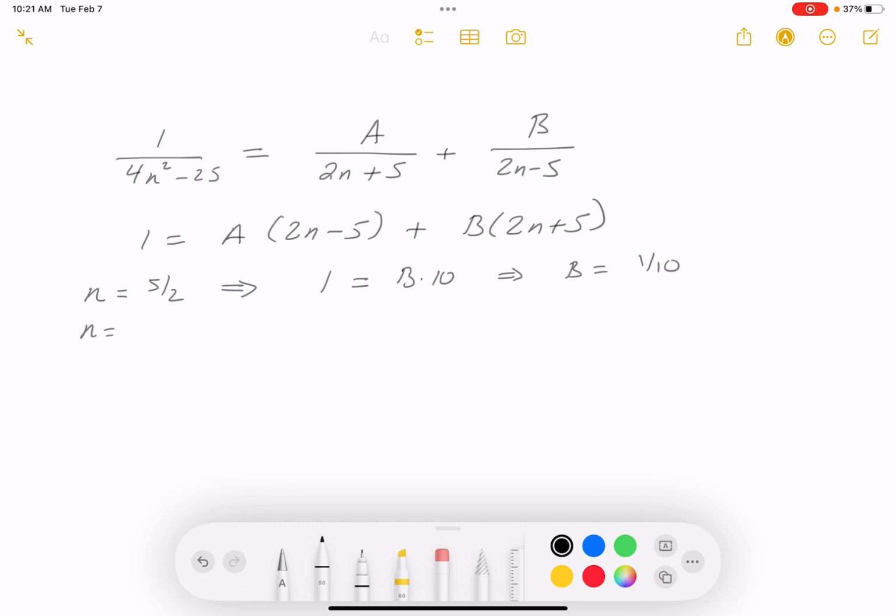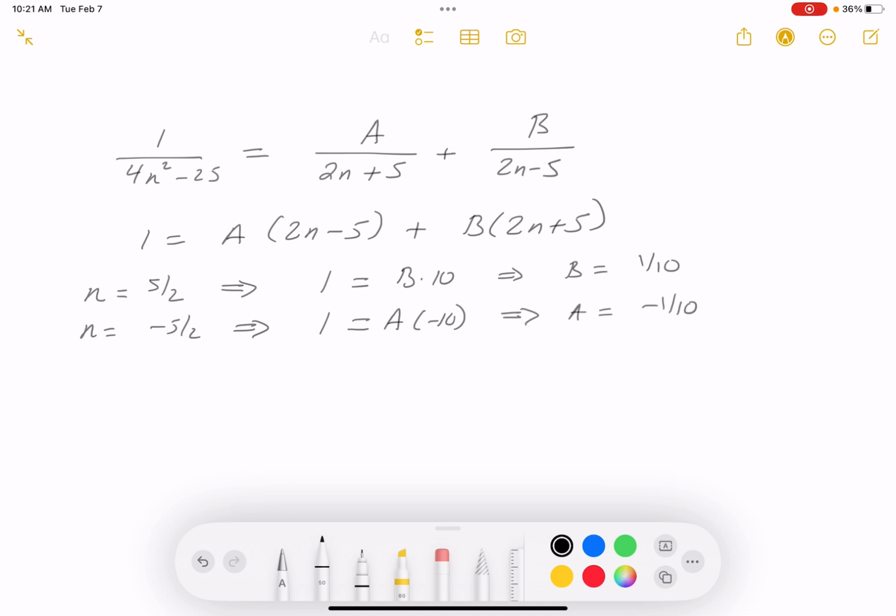Let me take n to be minus 5 halves. What do you get there? You still get 1 on the left-hand side. And now the b would disappear, and the a would be a times minus 10. What does that mean? You know what? I made a mistake. It's a. Let me get my eraser out again. You would get a to be minus 1/10.